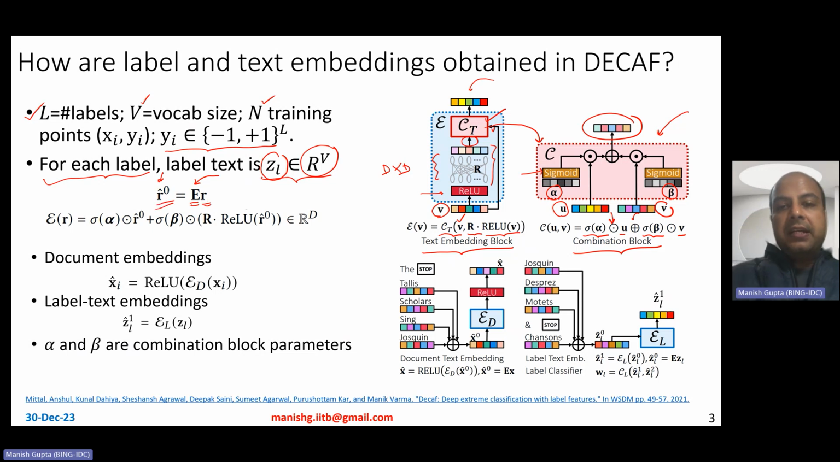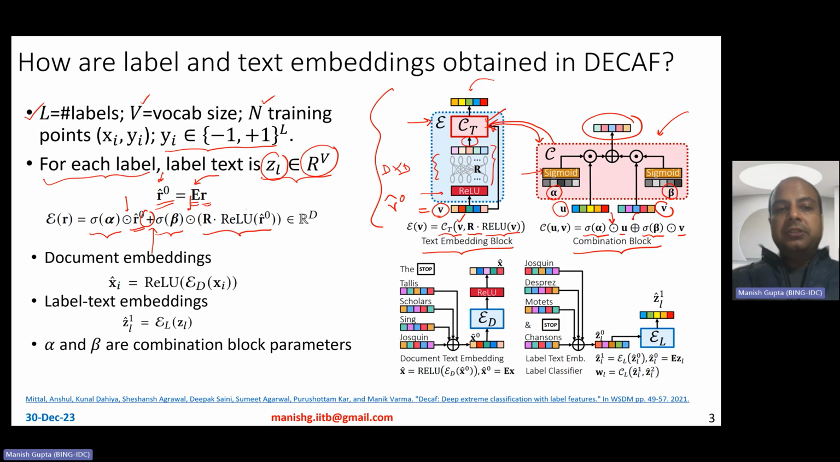Now you take R hat not and the embedding block is going to give you output by taking R hat not. So here this V is nothing but R hat not, and then this is capital R into ReLU of R hat not. And then the combination is also happening, sigmoid of alpha and beta, element-wise multiply, and then you do element-wise addition. So that's how the embedding block consumes inputs from the combination block so as to finally give you a representation.